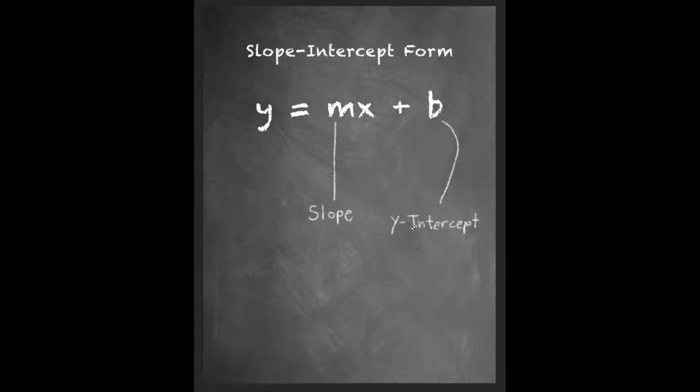Now, the b is called the y-intercept. This b tells us where the line, this straight line, crosses the y-axis. So what y-axis am I talking about? I'm talking about the Cartesian coordinate system, or the Cartesian plane. And it is a grid with the form similar to this, where you have your x-axis going horizontally, and your y-axis going vertically.